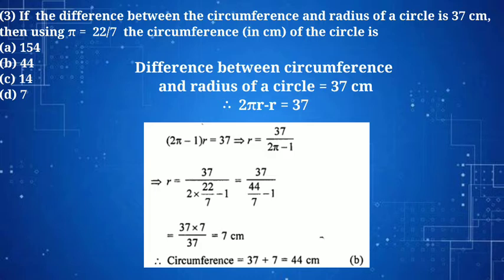Then r can be written as 37 divided by 2 into pi, which means 22 by 7, minus 1. Again 2 into 22 means 44 by 7. After this calculation you will get r is equal to 7 centimeter. So circumference of the circle means what? Here 2 pi r minus r is equal to 37. That means 2 pi r is equal to 37 plus r. That is 37 plus 7 is equal to 44. So the correct option is B.